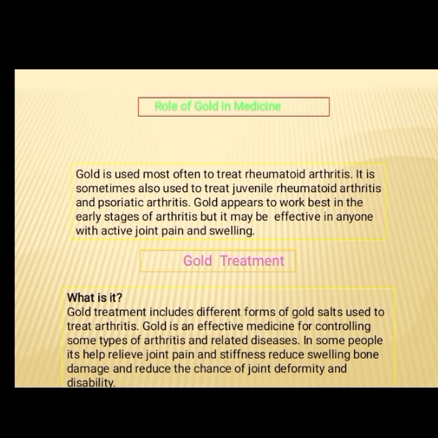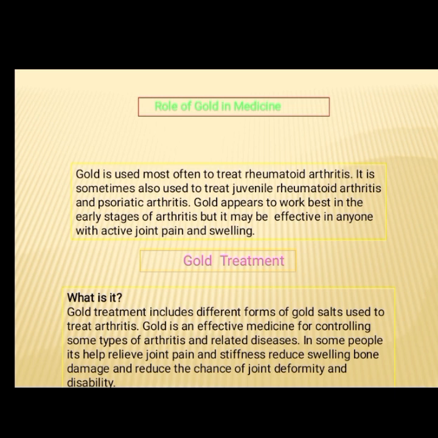Role of gold in medicine. Gold is used most often to treat rheumatoid arthritis. It is sometimes also used to treat other forms of arthritis. Gold appears to work best in the early stages of arthritis, but it may be effective in anyone with active joint pain and swelling.